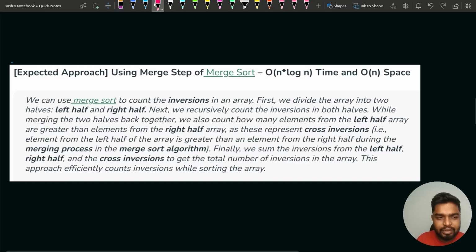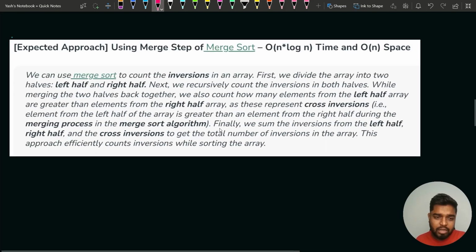So let's read this. It says that we can use merge sort to count the number of inversions. Firstly, you divide the array into two halves, left and right. That is what we do in merge sort as well. After that, we can count the inversions in both the halves. Now what does this mean?